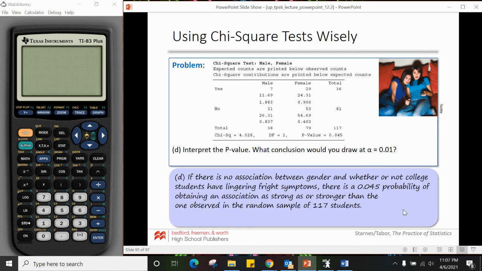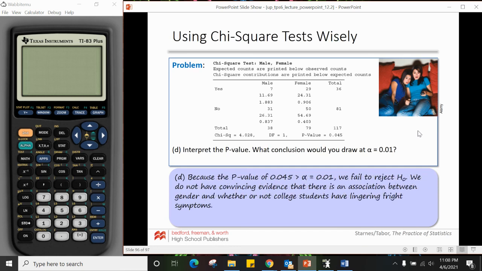And the way you interpret the p-value is, if there's no association between gender and whether or not college students have lingering fright symptoms, that's basically saying, assuming H naught is true, that's what H naught is, there is a 0.045 probability of obtaining an association as strong or stronger than the one observed in the random sample of 117 students. Right, so it's assuming H naught is true, there is a blank probability of obtaining this chi-squared number or stronger. Right, so that's how you interpret your p-value.